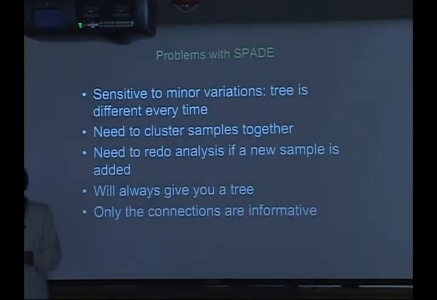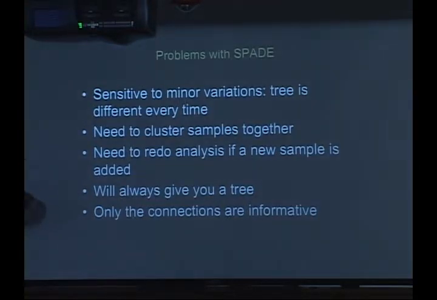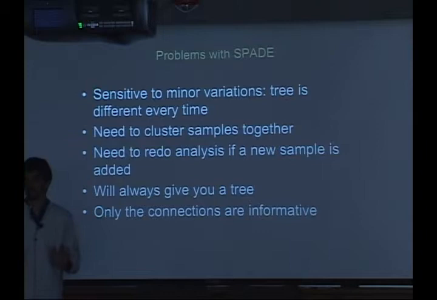And the other thing that I already told you, and this is very important, is that in a SPADE tree only the connections are informative, not the position of the nodes. You can shuffle the nodes around, like drag and drop. You can do that on the Cytobank interface, and it will always be the same SPADE tree, because only the connections between the nodes are what's important, not the position of the nodes on the page.